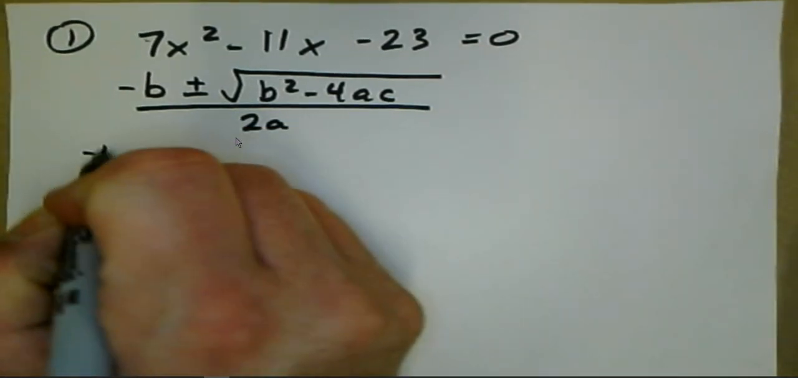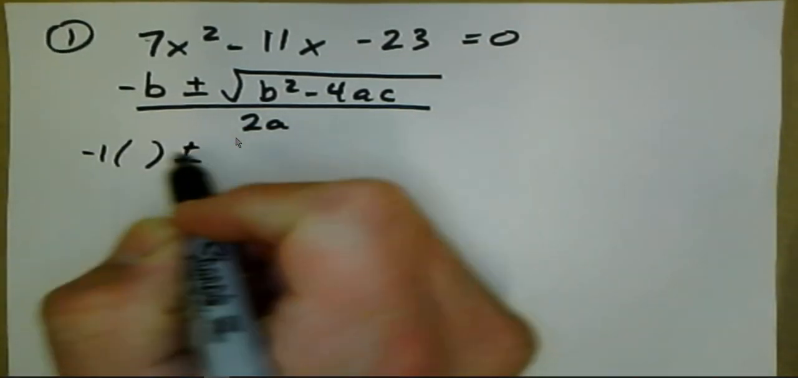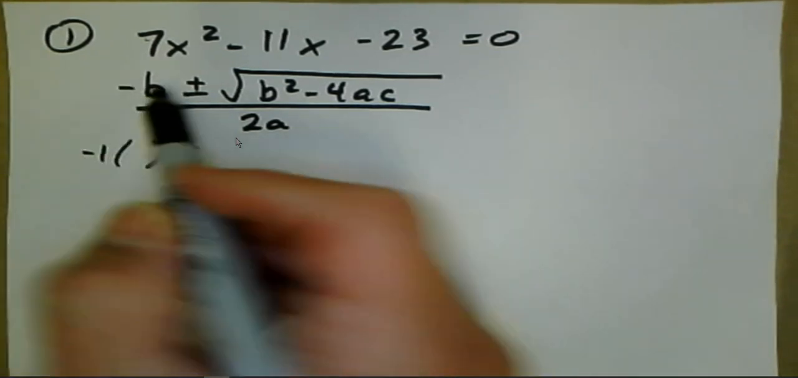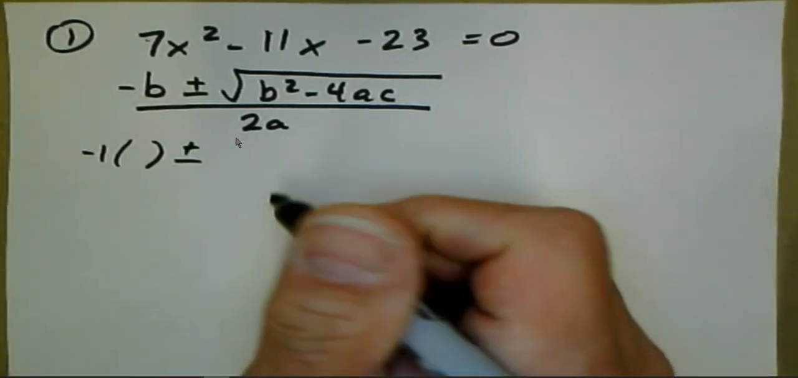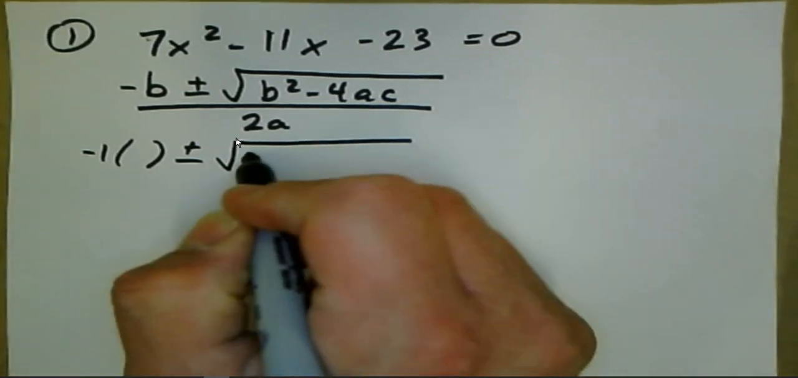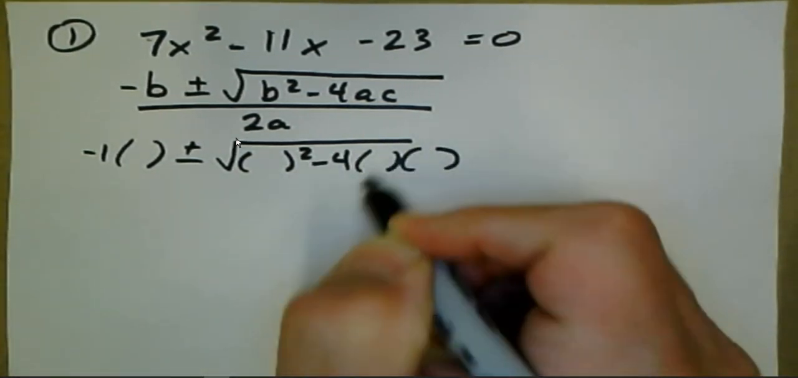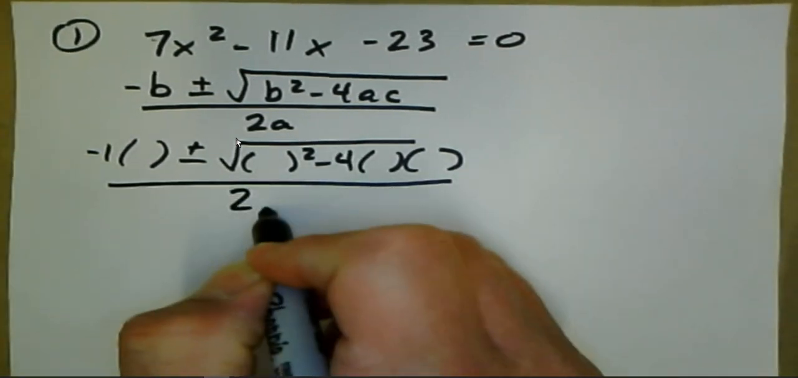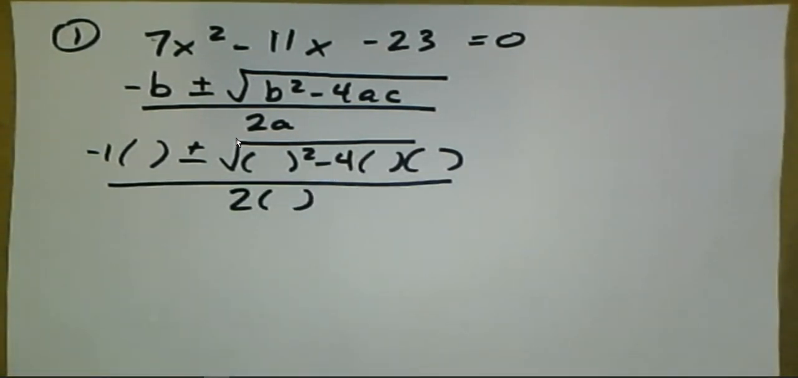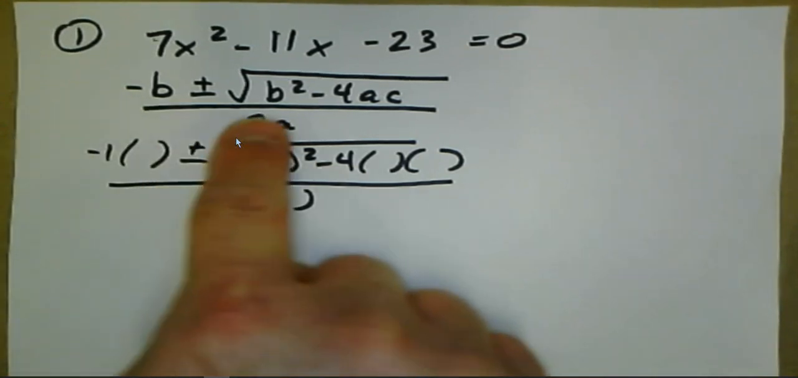How did I tell you to do it? Turn that negative into a -1, because that's what it is. -1 times whatever b is. Put parentheses around b and square it. 4a times c, all over 2 times a. All I did was remove the letters.